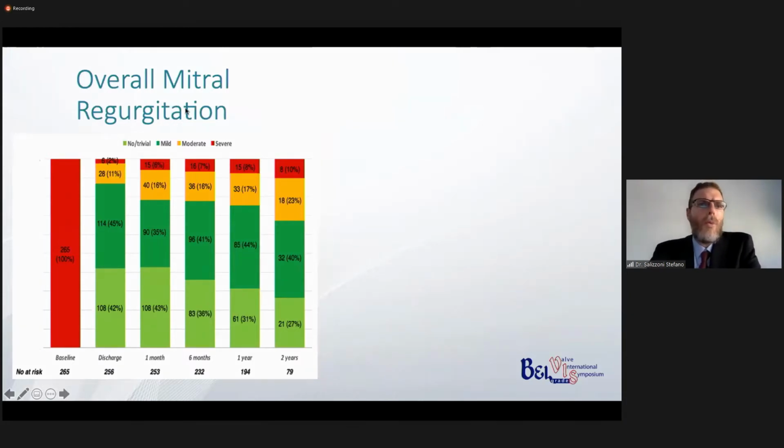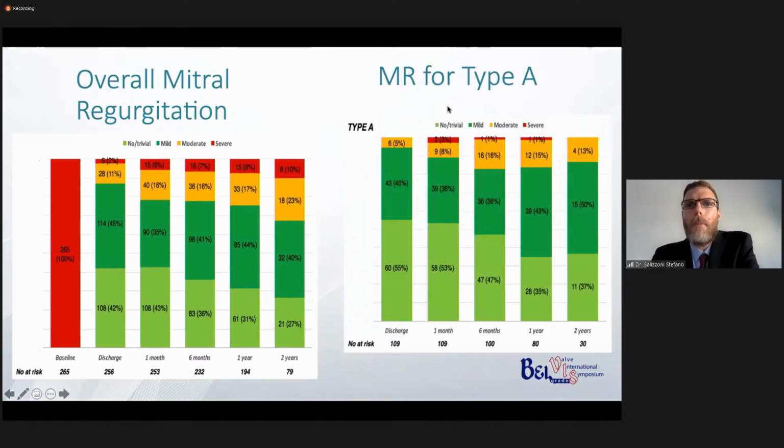And if we see the overall mitral regurgitation in all groups, we can see that after 2 years we have 30% of important regurgitation, so moderate to severe, and only 67% of mild or trivial regurgitation. These are not good results and cannot justify this kind of intervention. At least, again, you consider only the type A.